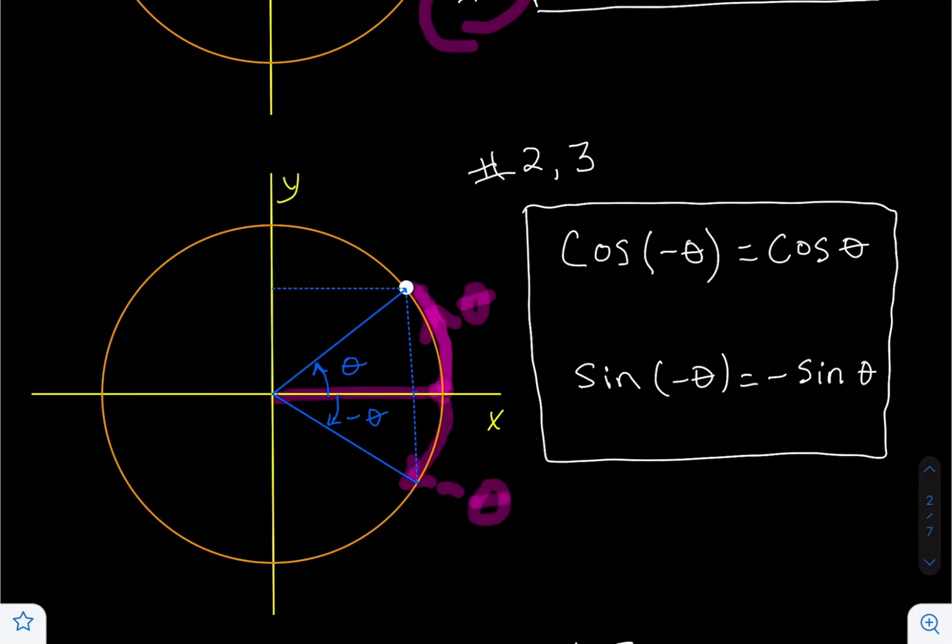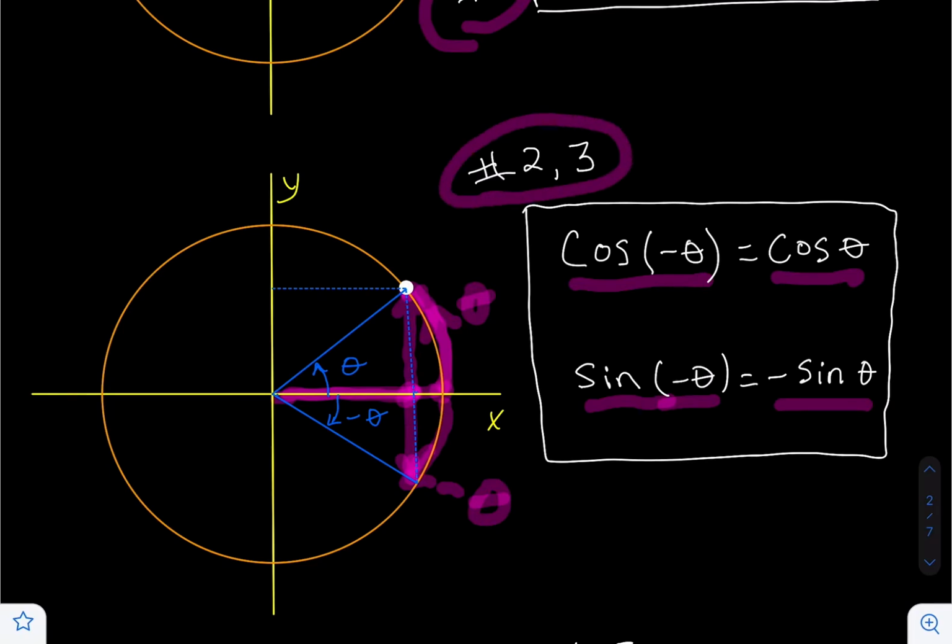And what you notice is if you project minus theta on the x-axis, that would be the cosine. The cosine of minus theta is the same as the cosine of theta, because this length right there is the same for both plus and minus. Versus the sine: the point here in the y coordinate is plus this length, versus the other one is the same length except it's a negative sign. So sine of minus theta is equal to minus the sine of theta. You're just flipping this around. So that gives you identity number 2 and 3.